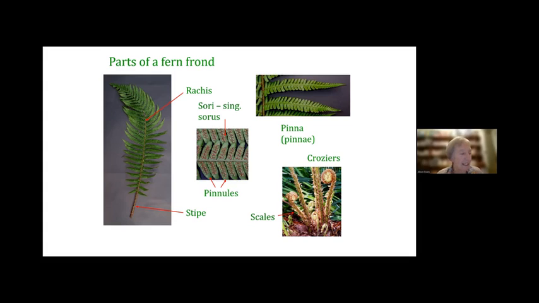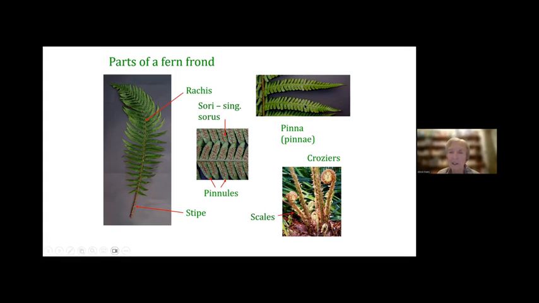So the first thing is that we have to learn some new words to describe the ferns, which have fronds rather than leaves. And the stalk is a stipe, and the stem down the middle is called the rachis. The bits coming off the rachis are called pinnae, from the word for feather, really. And the pinnae are maybe divided into pinnules.